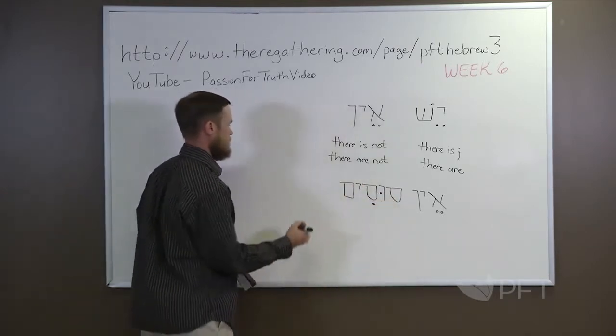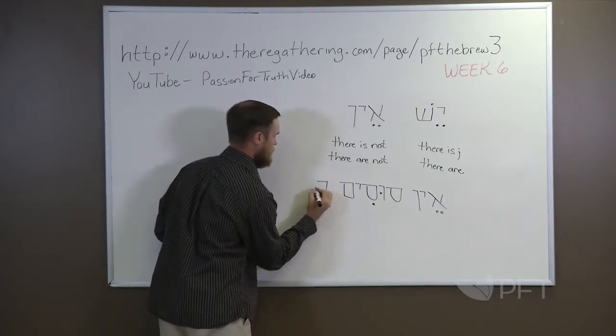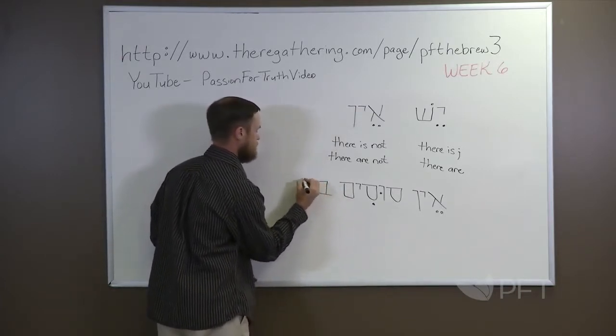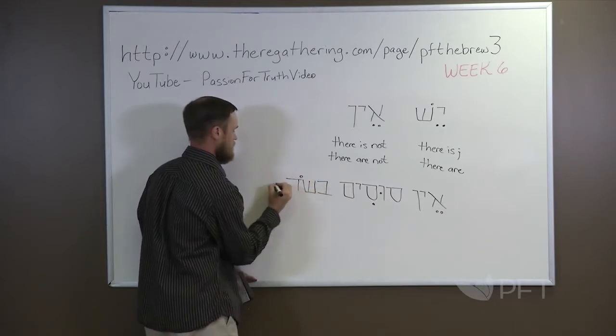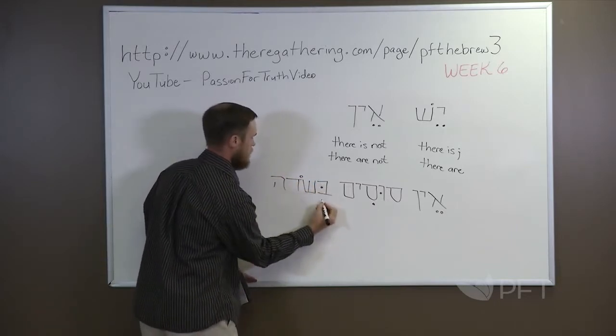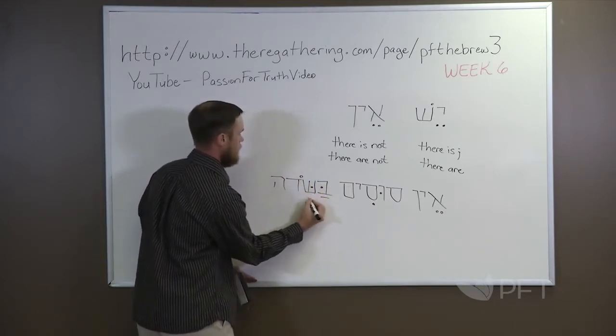And let's just make it a full sentence. Ein susim ba sadeh. Okay, there are no horses in the field.